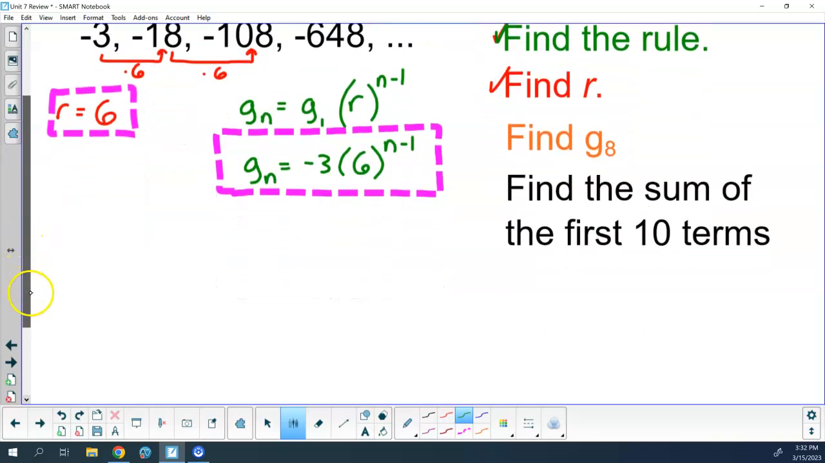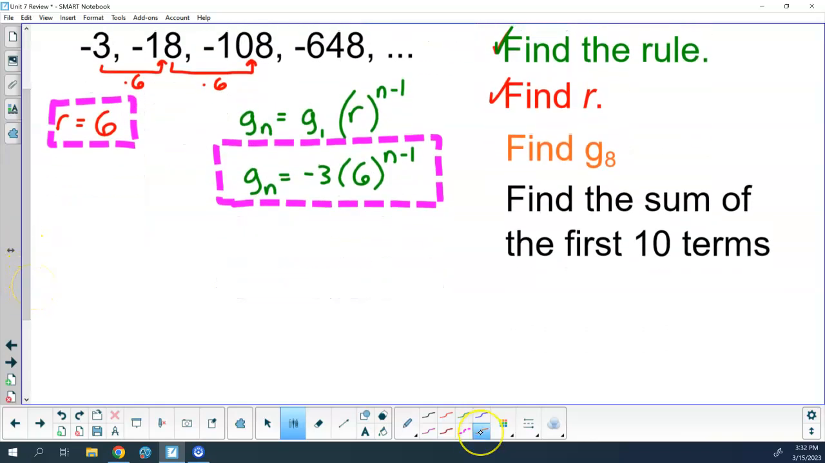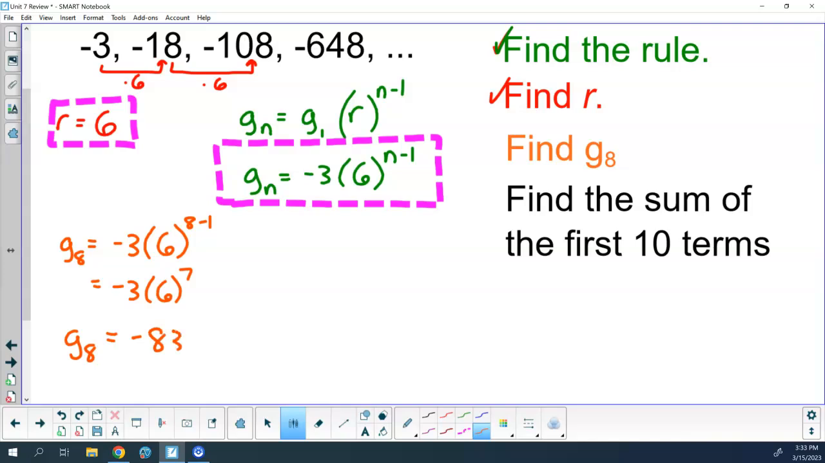Then we can utilize our rule to find g sub 8. So that would be negative 3 times 6 to the 8 minus 1 power, which is going to be negative 3 times 6 to the 7th power. So g sub 8 is going to be 6 raised to the 7th power, which is 279,936, times negative 3 would be negative 839,808.